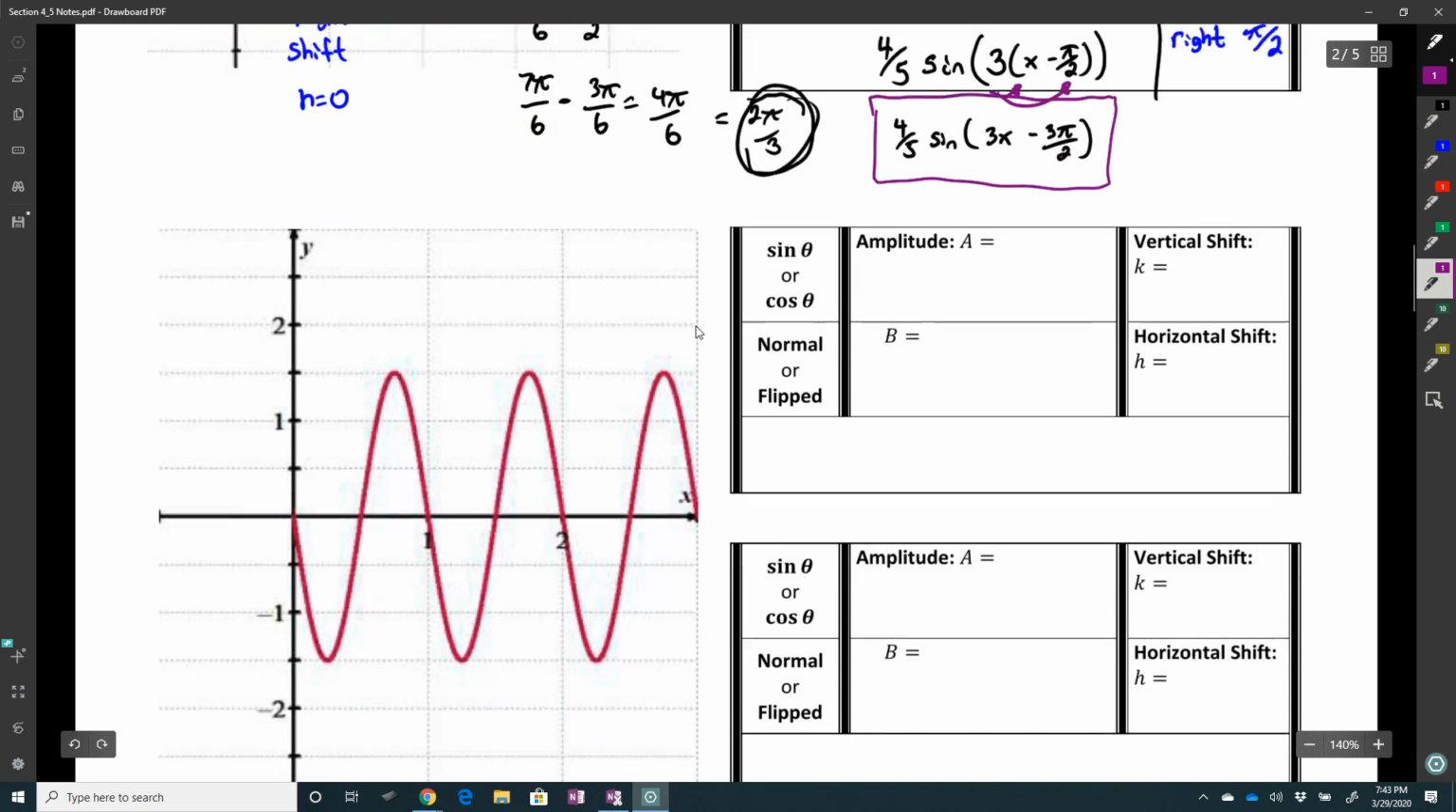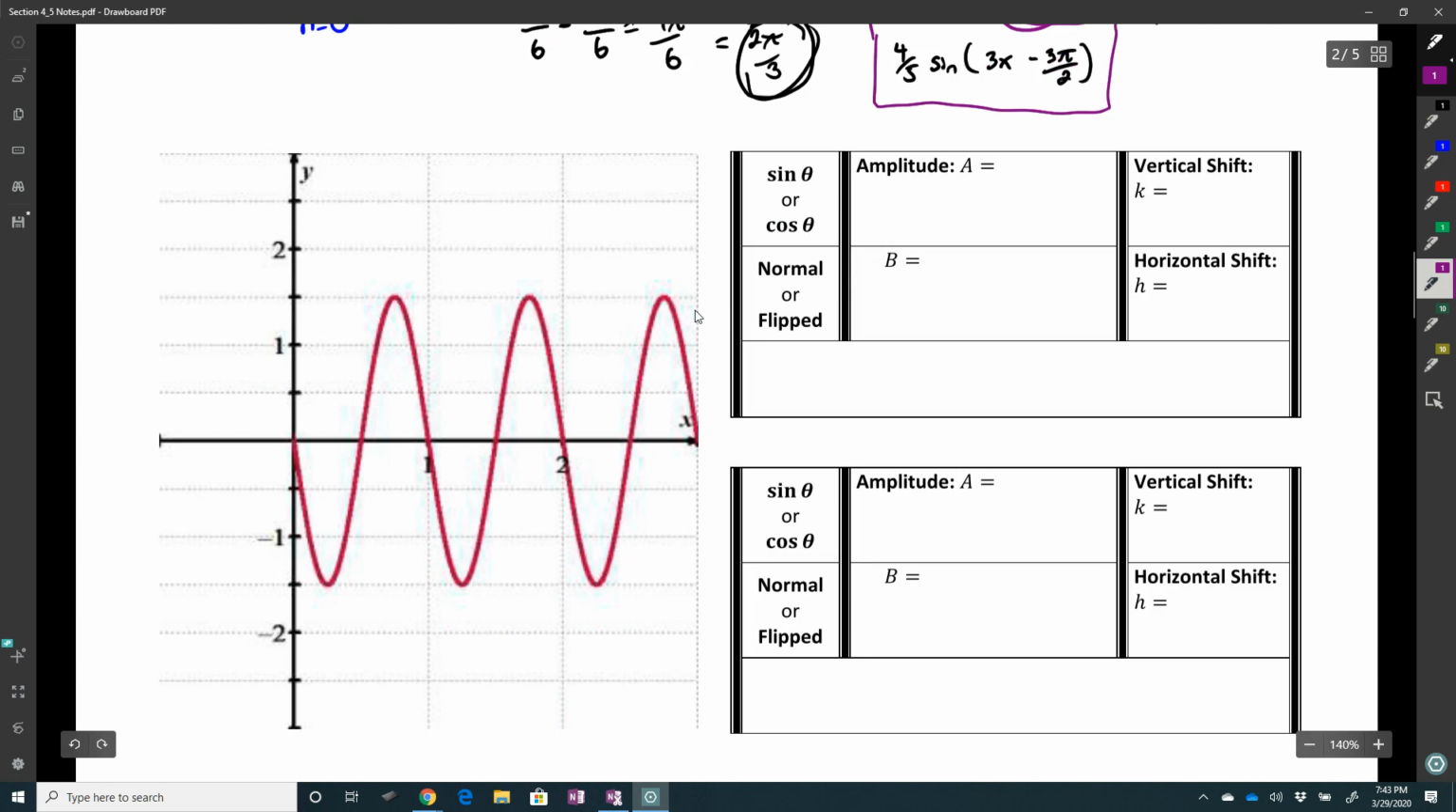All right, moving on to this one. Looking at this, if you want to start with the easiest possible trig function you could think of, usually you do one that starts right at the beginning. So here, this starts right at x equals 0. And so we notice that that's a sine wave. Also, it's an upside down sine wave. Okay, my amplitude, if I look at this, my amplitude is 1.5.